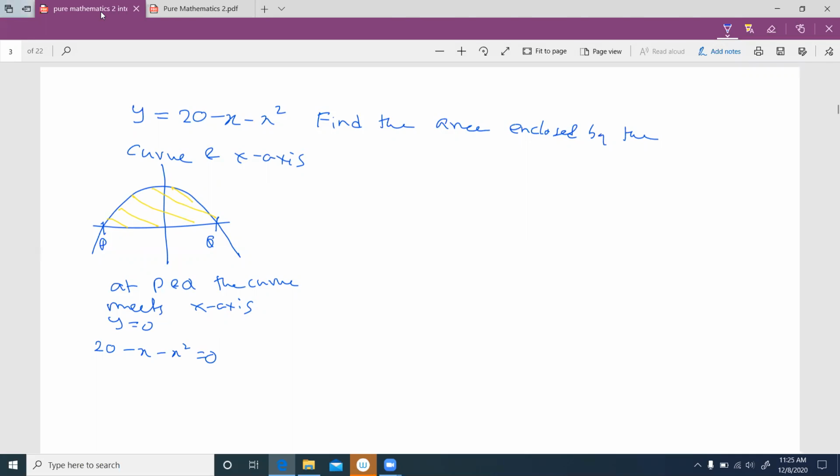So over here, the answers become x equals 4 and x equals minus 5. So this coordinate becomes 4 and this coordinate becomes minus 5. If you need to find the area, you have to integrate from minus 5 to 4 of 20 minus x squared dx. If you integrate it, this is 20x minus x squared over 2 minus x cubed over 3, from minus 5 to 4.